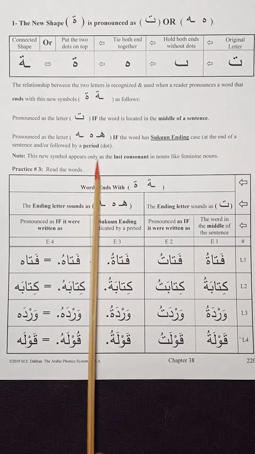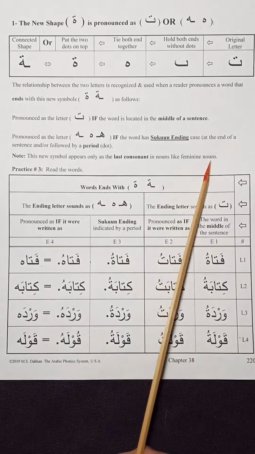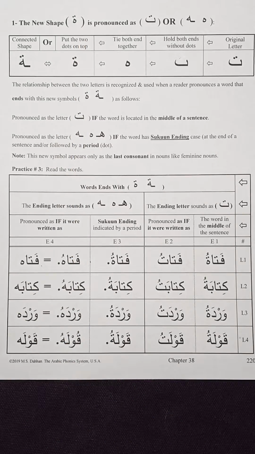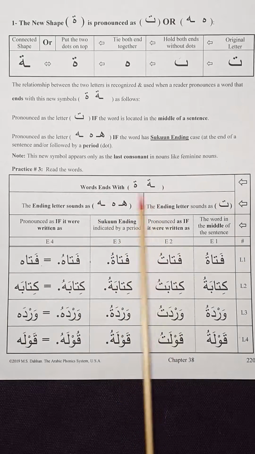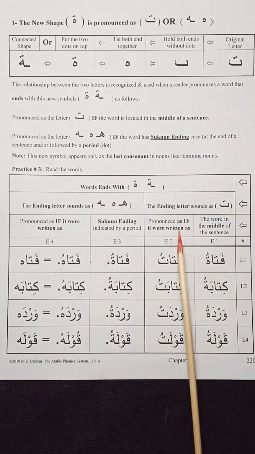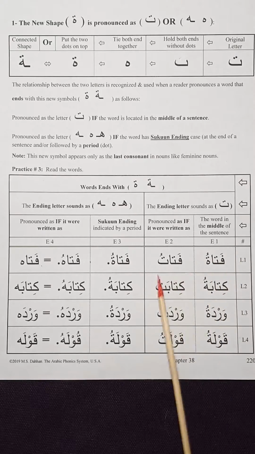This new symbol appears only at the last consonant in nouns, like feminine nouns. This one appears at the end of a word that is feminine. In Arabic, like Spanish and other languages, a noun can be masculine or feminine, but that's a grammar thing. For you, we want you to know how to read it correctly now. Words that end with this sound like T here.